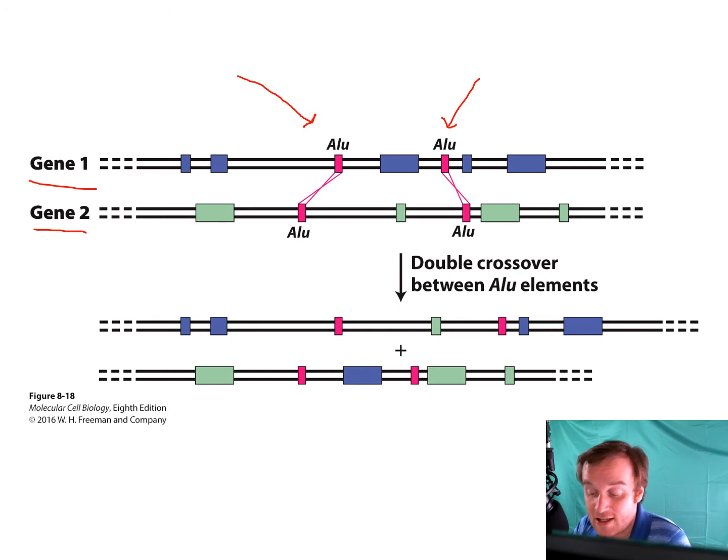So because of that, in between these two ALU repeats, we have two different exons. We have this blue exon and we have this green exon right here. And so what happens is gene 2 will have that blue exon replace its green exon, so it's a longer coding sequence, and gene 1 will have that shorter green exon replace that longer blue exon that it originally had. And so what we end up having is these new novel combinations of pre-existing exons that can lead to genes with different new novel functions.